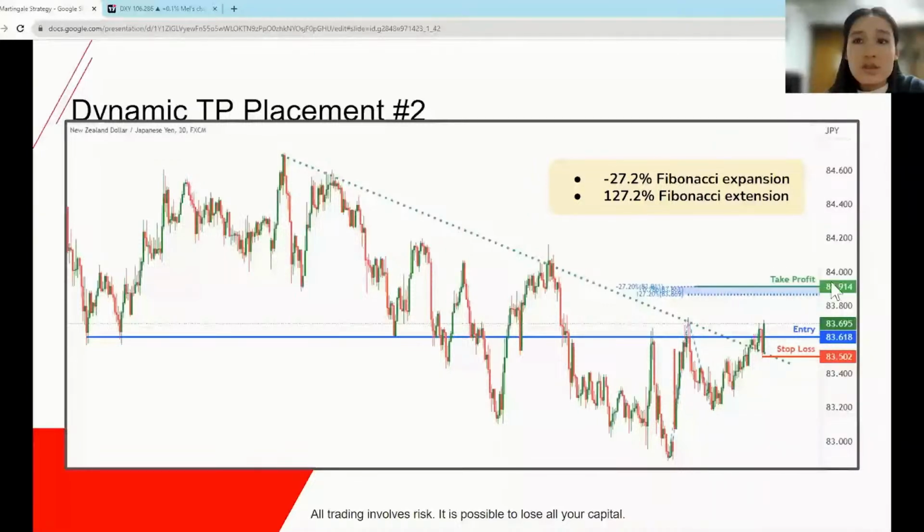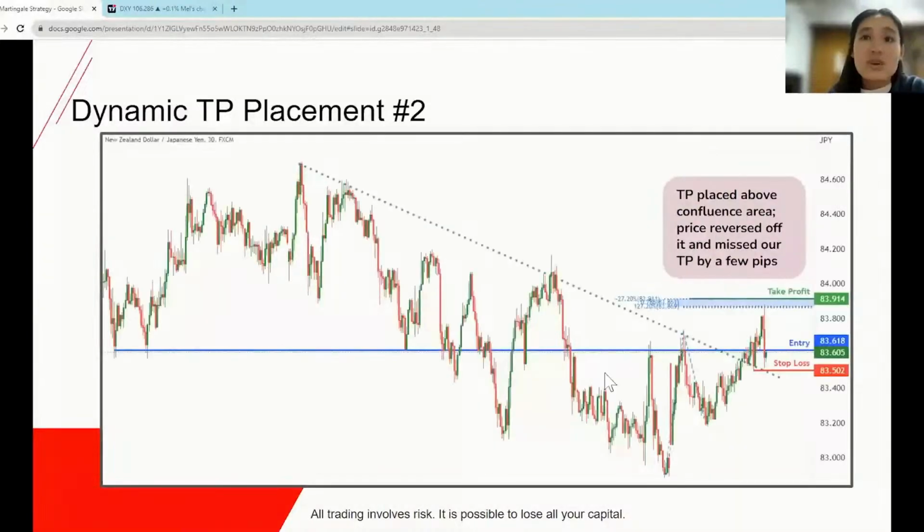So how do we know where to put our take profit in this case? Because we make use of our Fibonacci levels. Here you can see we actually have three different types of Fibonacci. So we have the minus 27.2% Fibonacci expansion, the 127.2% Fibonacci extension, as well as the 78.6% Fibonacci projection. We have all of those levels that line up in this area here, and that's why we decide to put our take profit here.